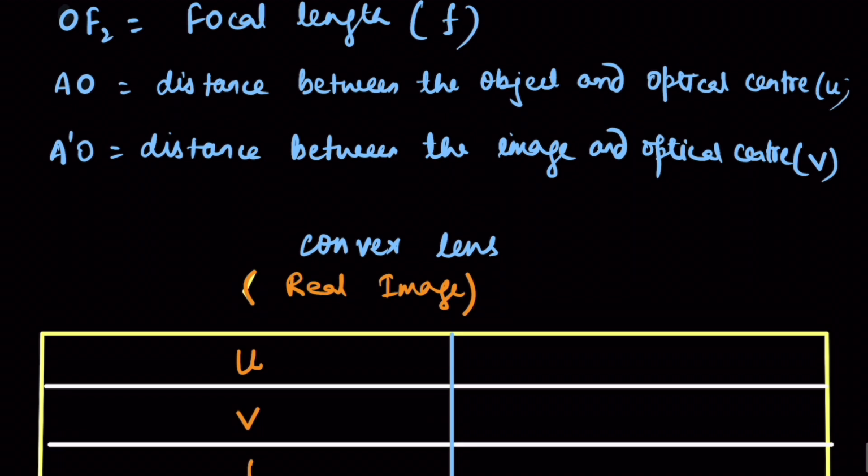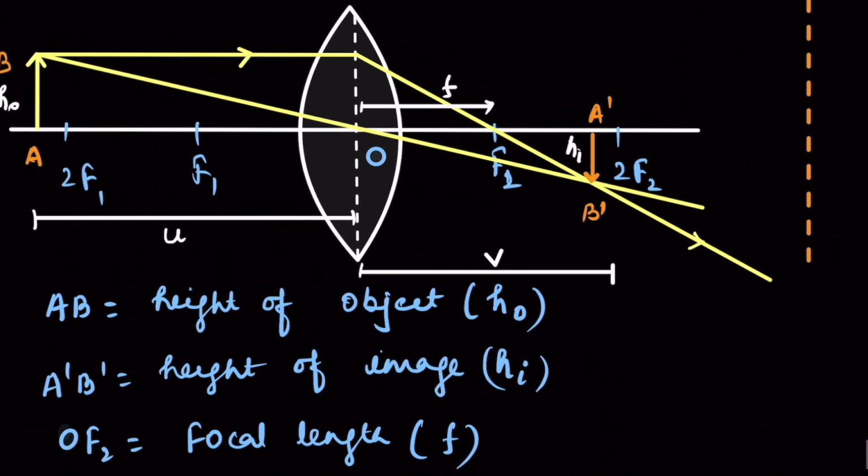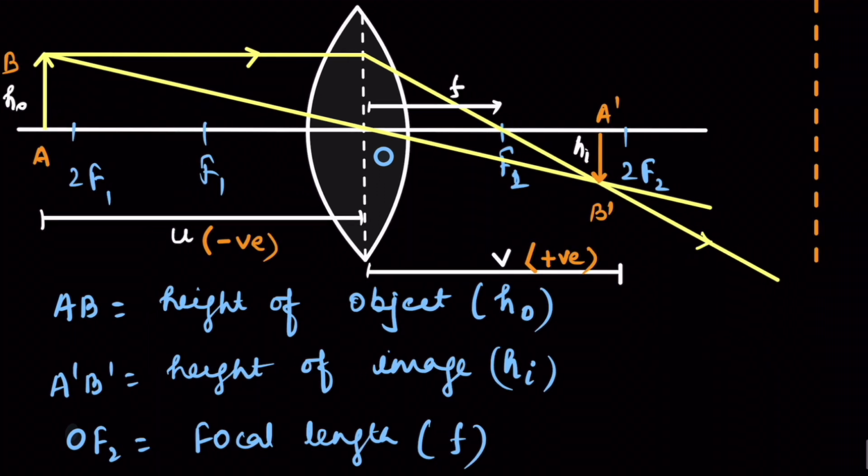So u is present, if you see the figure, on the left side. So u will be carried as negative. V is present on the right side, so it will be positive. F is on the right side, so it is also considered as positive. Height of object is on the upside, so it is considered as positive. And the height of image is on the downward direction, so it is considered as negative.